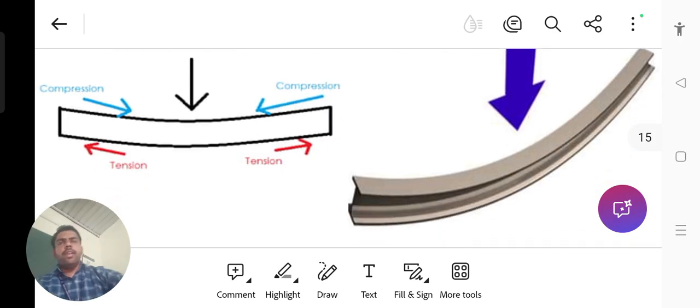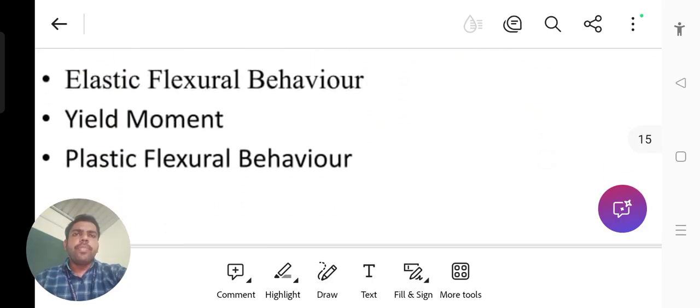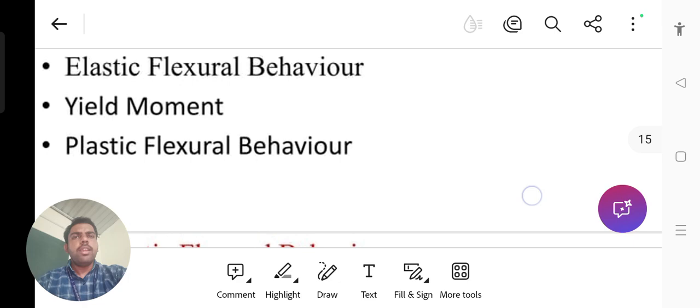See here, one particular straight beam, and a load is applied on it. The beam will be bent at that location. This is called bending, and it is a common phenomenon in beams. Here, we have to conclude three main types of behavior: one is the elastic flexural behavior, then yield moment, and plastic flexural behavior.